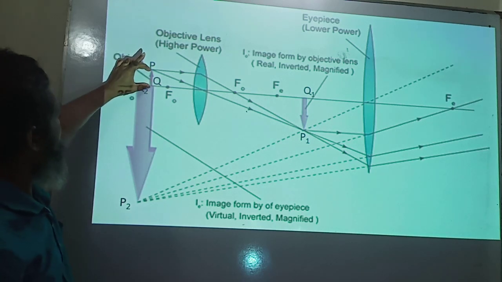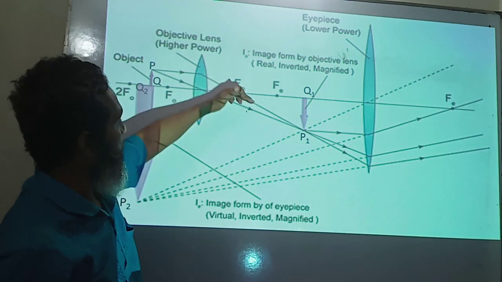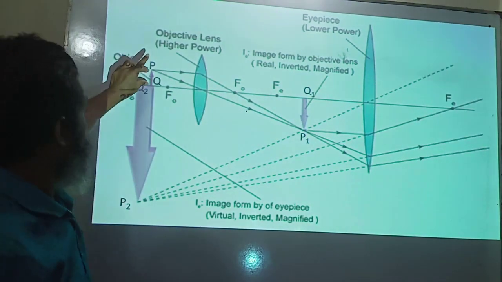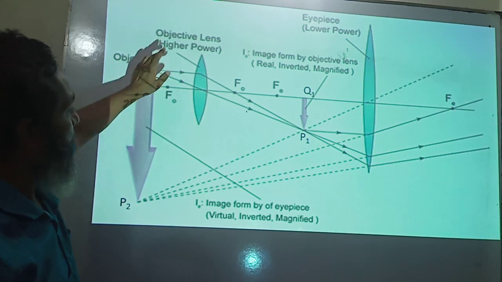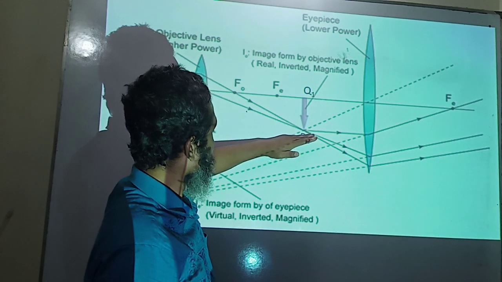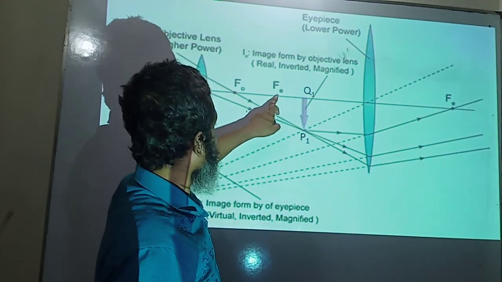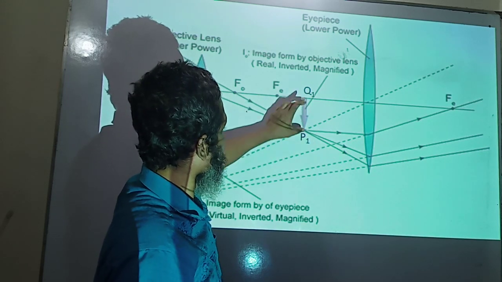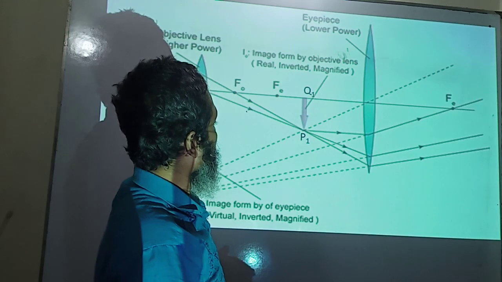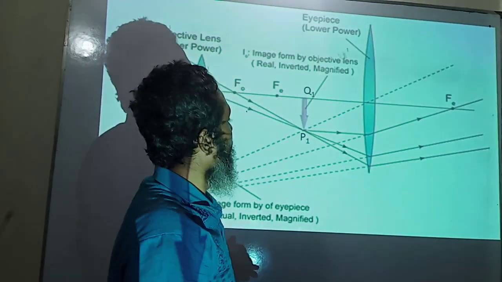Here, PQ is the object. So, with the help of ray diagram, we see that P1Q1 is the image of this object PQ. Here, this image P1Q1 is in between the optical center and the principal focus of the eyepiece, and this image P1Q1 will act as the object in case of eyepiece.